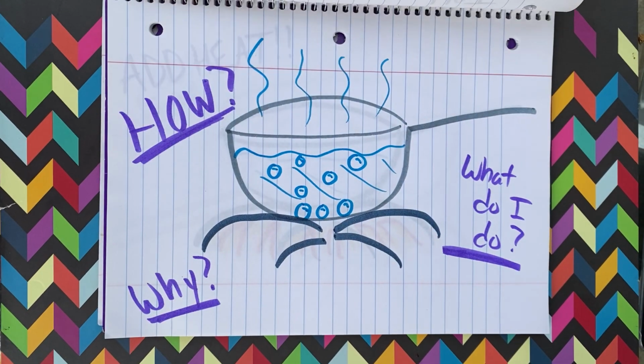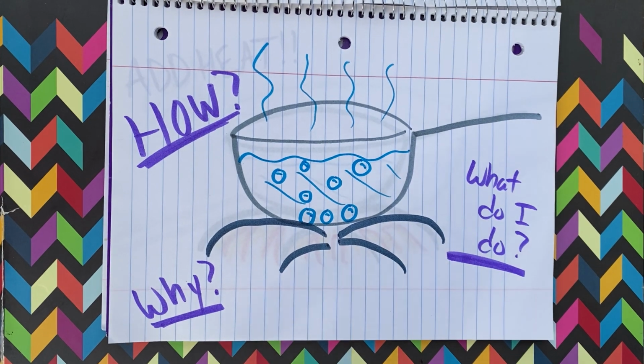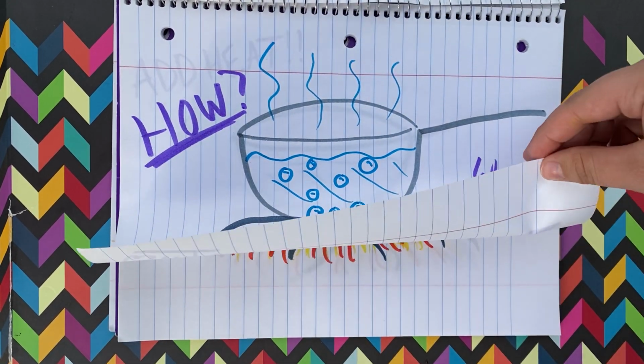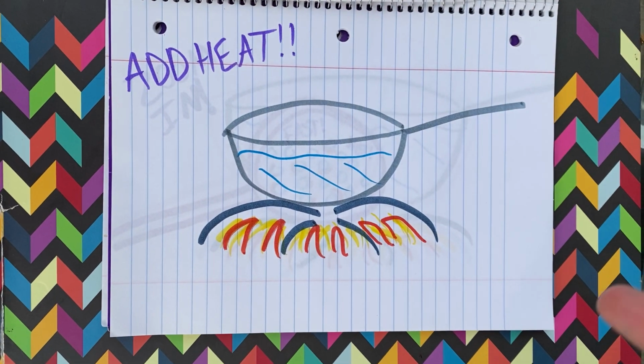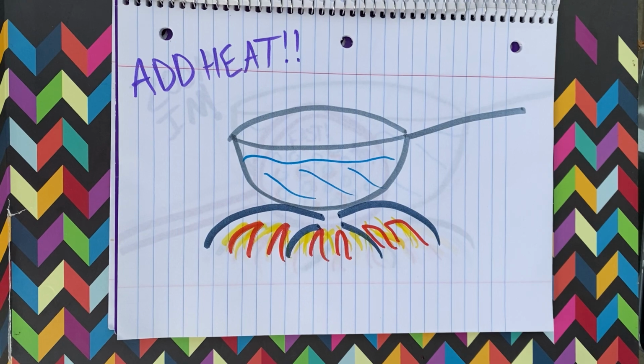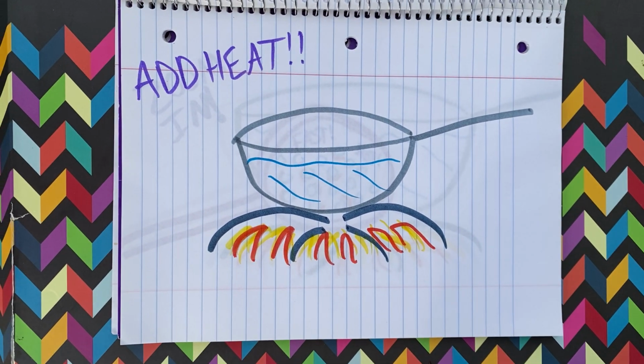So how does water boil? How does it go from a liquid to a gas, sort of? How does it work? Well, you have to add heat. Heat, also known as energy, makes the molecules gain energy and move faster so that they can switch between the different states.